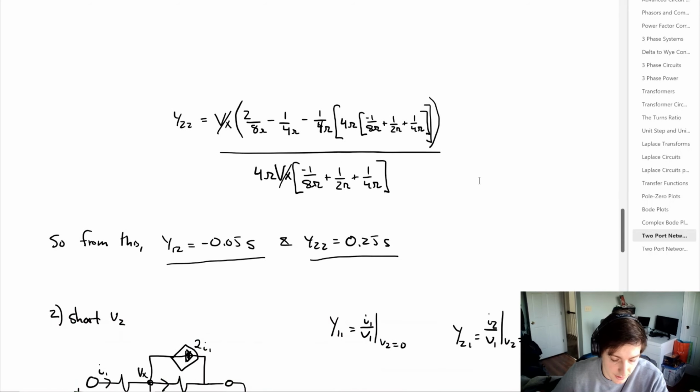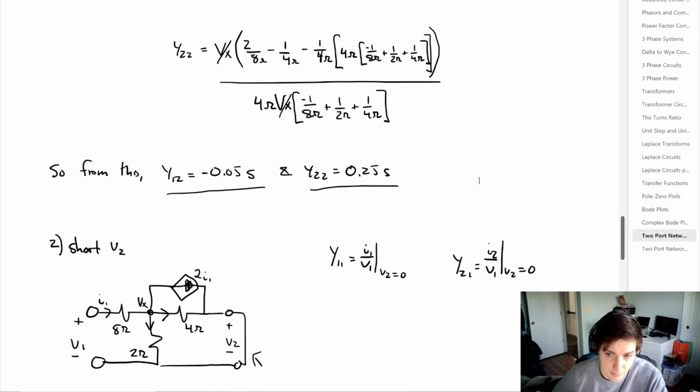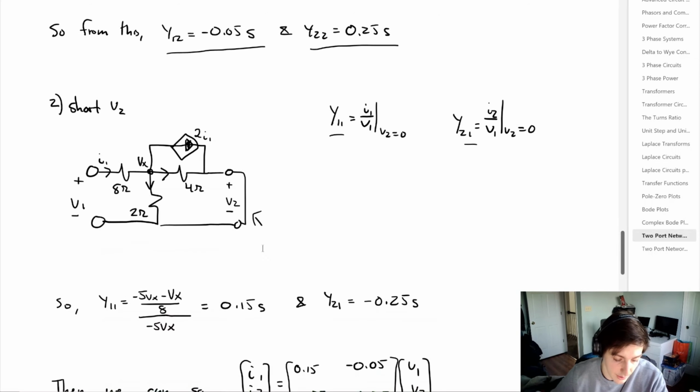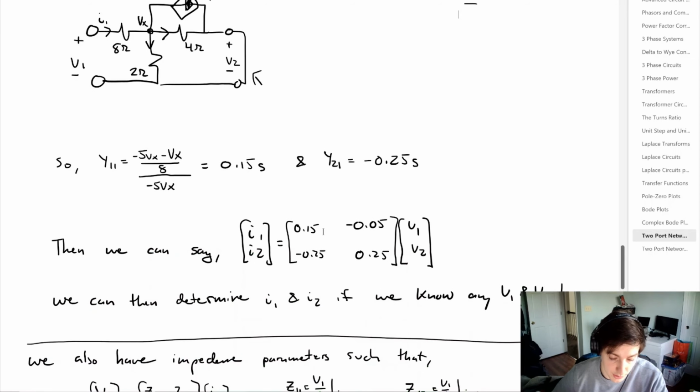Now looking at the other side, we're simply going to short V2. And we know the conditions we are looking for will be Y11 and Y21. And we can do a similar nodal analysis. What we get is that Y11 is equal to 0.15 Siemens and Y21 is equal to minus 0.25 Siemens. So we can take our parameters for the admittance and simply plug them in. And now we can relate the current and the voltages with the admittance parameters.